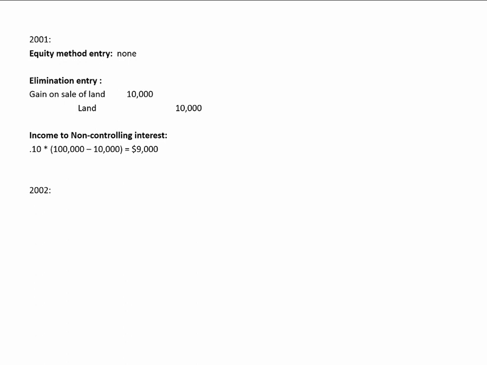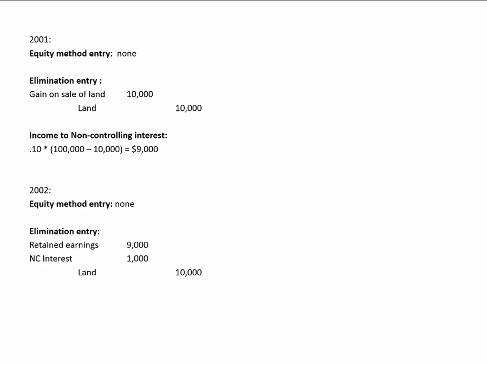In 2002, we go through the same process. First, for the equity method entries, there's nothing going on. For the elimination entries, again, first we have to reduce the land back down to its true cost, and we'll have to do this every year for as long as Big Company owns the land. The land is on Big Company's balance sheet at $110,000. We've got to lower it down to $100,000.